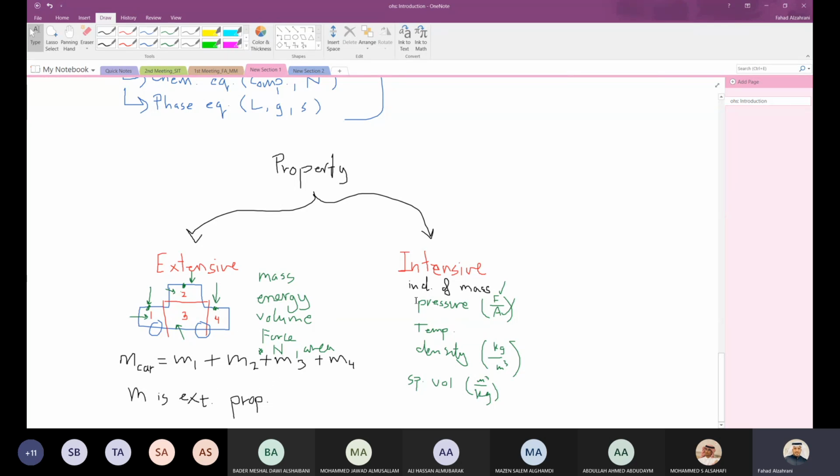Okay. On the other hand, an intensive property is a property which is independent of the mass, such as density. If you have 1 kilogram of water or 10 kilograms of water, the density is the same if you have the same temperature, and so on. Another example is the pressure, temperature, and we introduced what we call specific volume, which is how much volume of a substance per 1 kilogram of the matter. Okay.